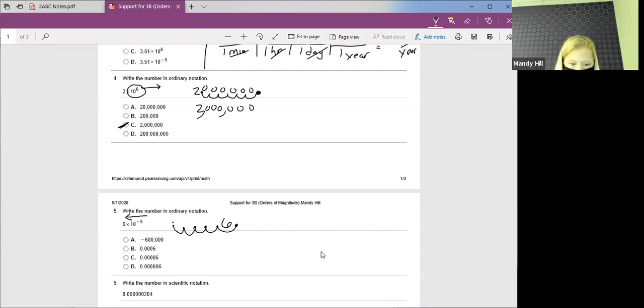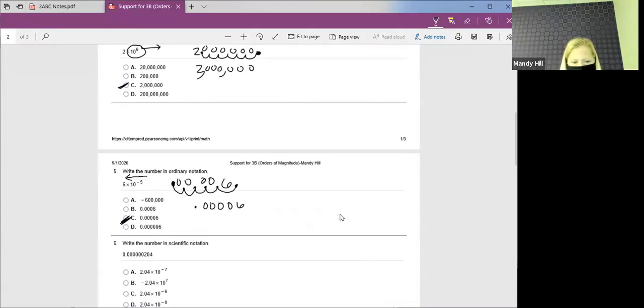we're going to have, so our new decimal place is right here. 1, 2, 3, 4, and then the 6, we had to move our decimal place back 5 times. So 0.00006. And you can tell right now that this is difficult to count. That's why people write things in scientific notation. Those zeros are kind of crazy.